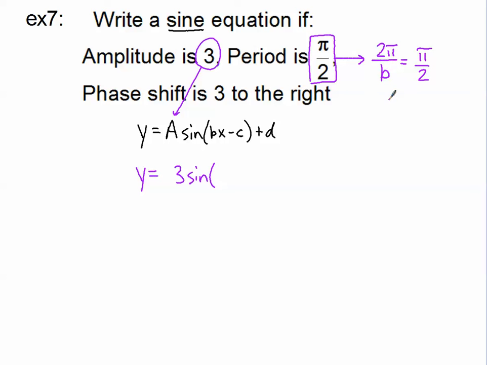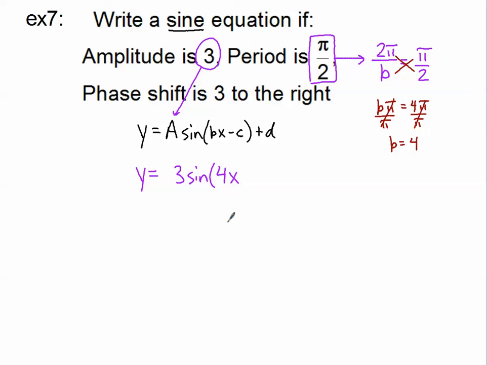Well, some people are going to solve this as they would a proportion, and they can say that b times pi is equal to 4 pi. And then they can just divide the pi away. And then they get b is equal to, well, that cancels that there as well. Looks like b is going to be 4. Okay, great. So now we know that we've got 4 times our variable. I'm going to continue to use an x. Some people might use a theta or an alpha. So I found A, I found B.